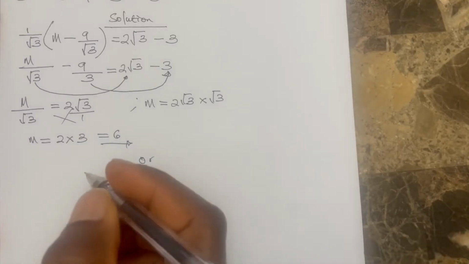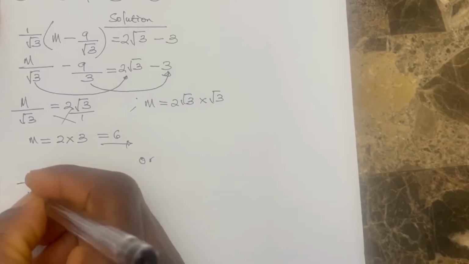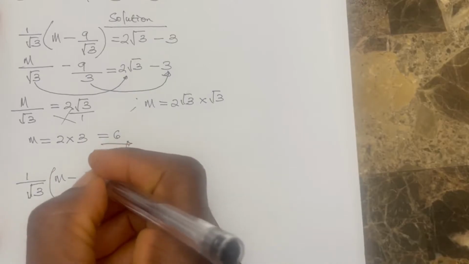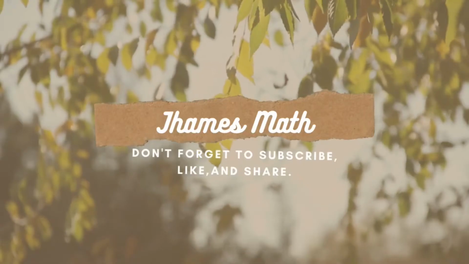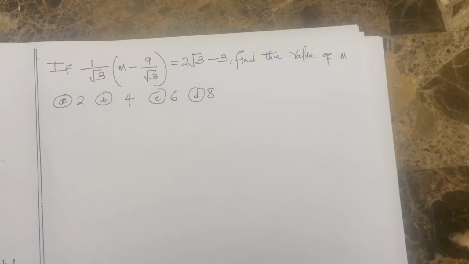Solve this. So I can say 1 over root 3 bracket m minus 9 over root 3. This is a solved problem, and it says if 1 over root 3 bracket m minus 9 over root 3 is equal to 2 root 3 minus 3, find the value of m.